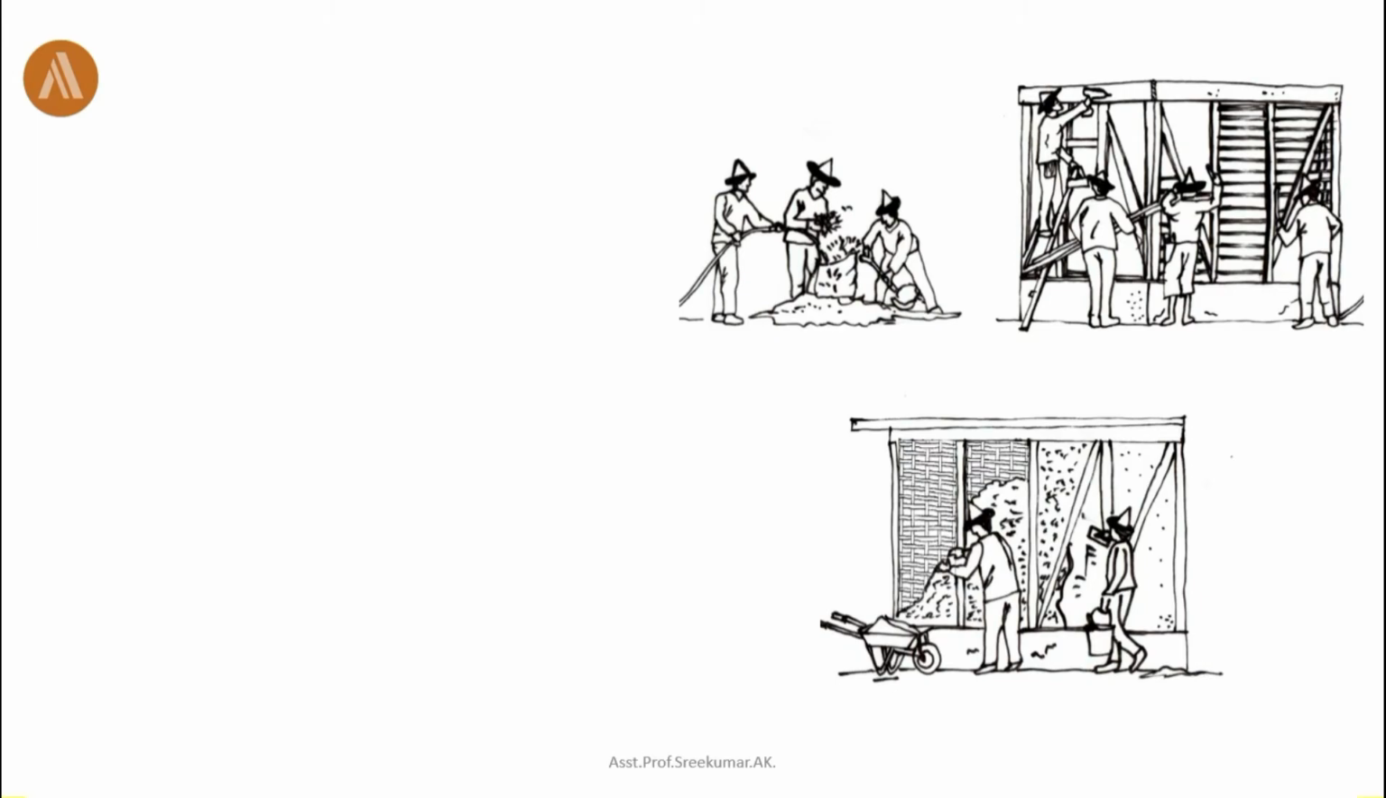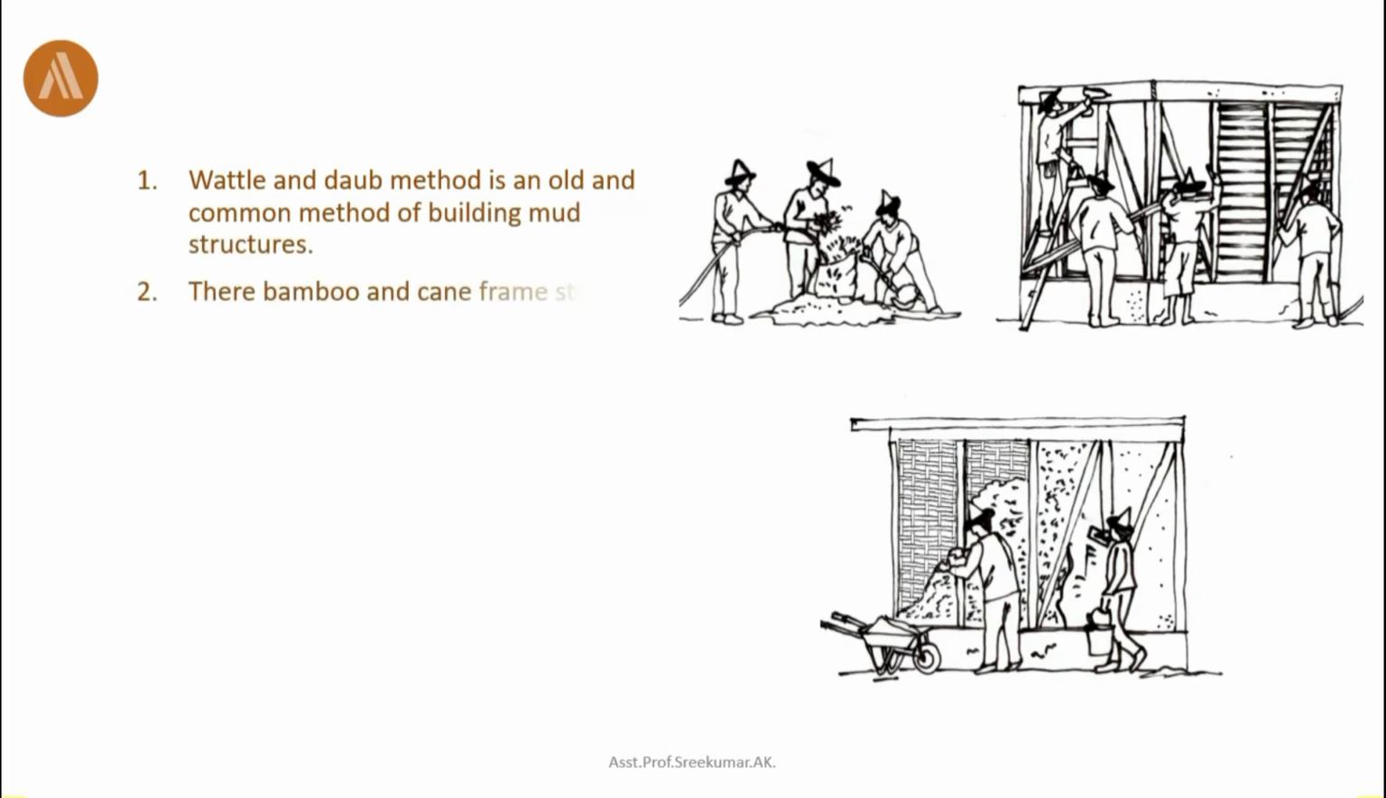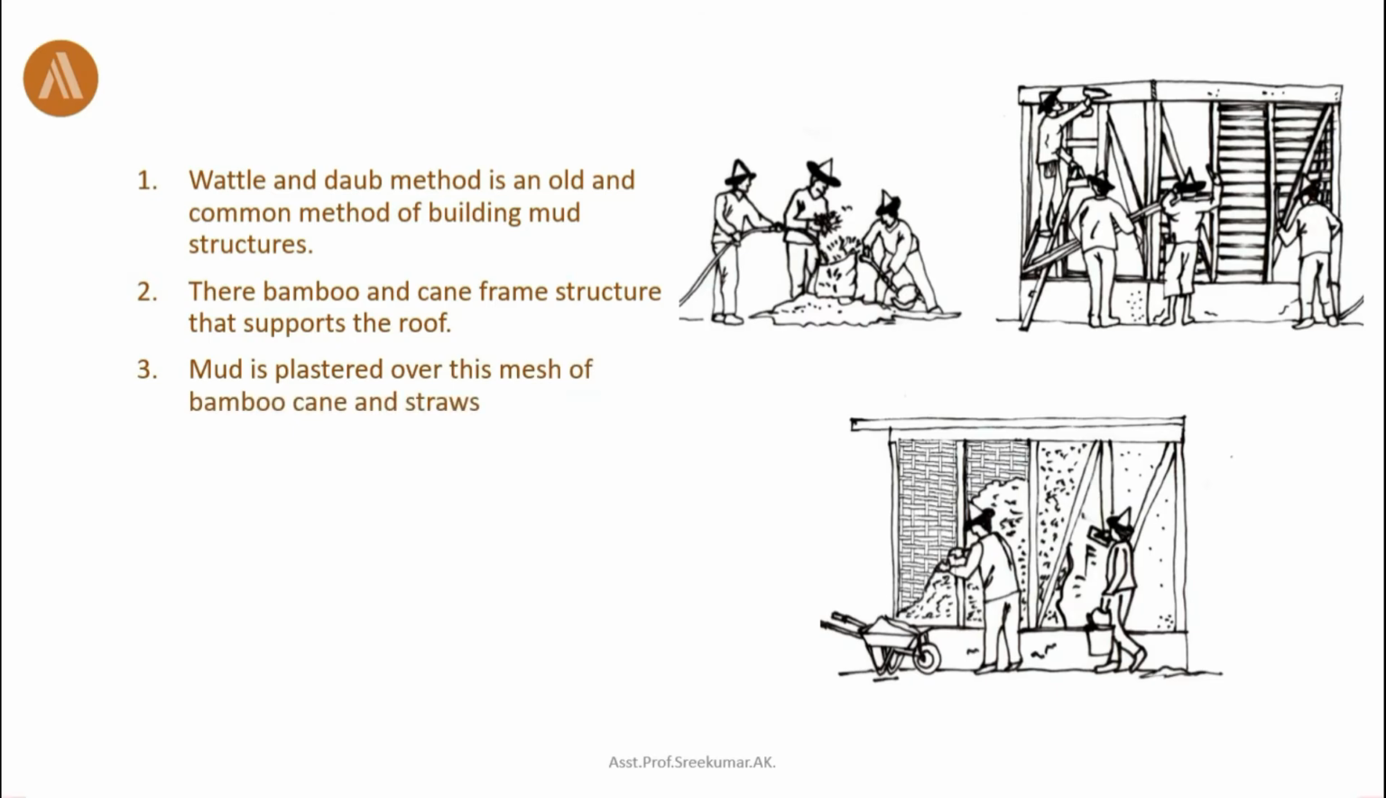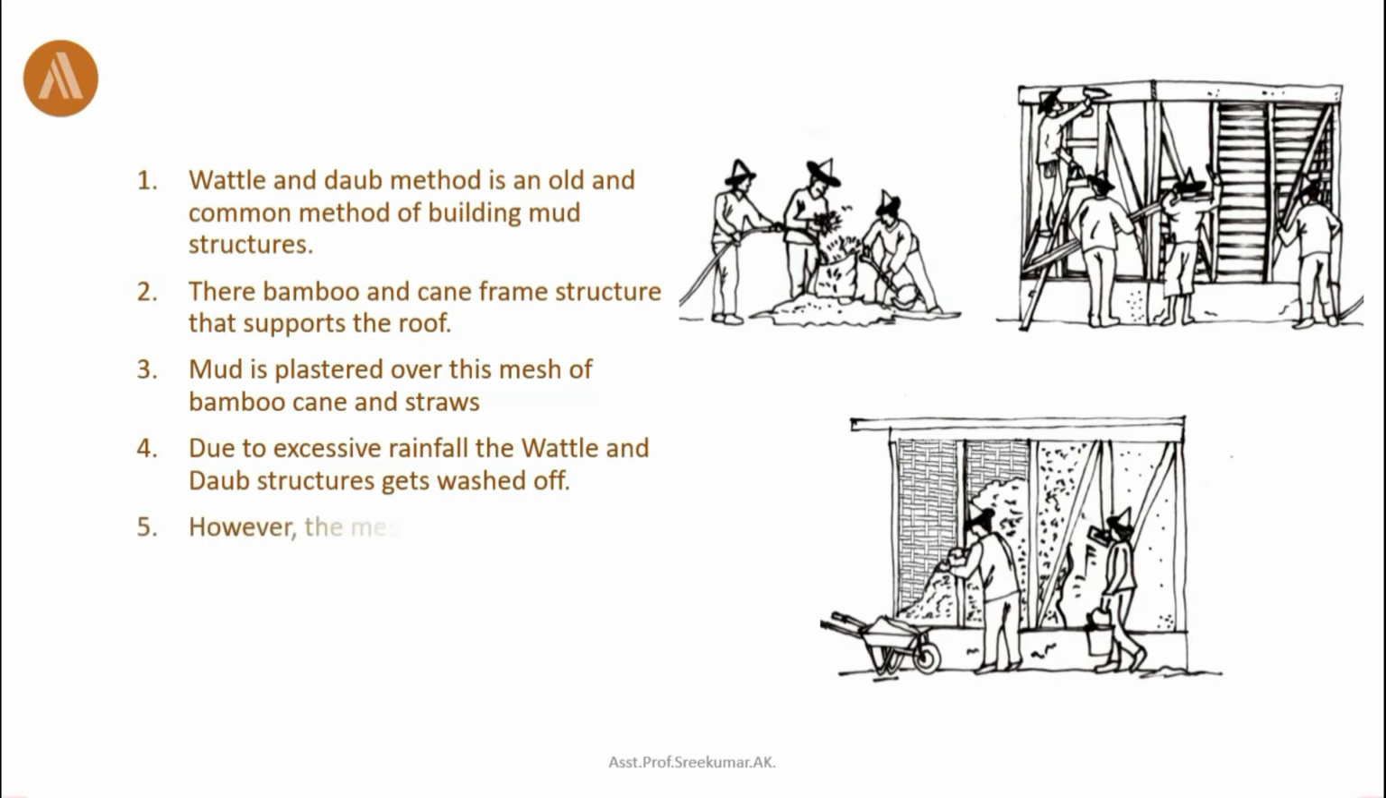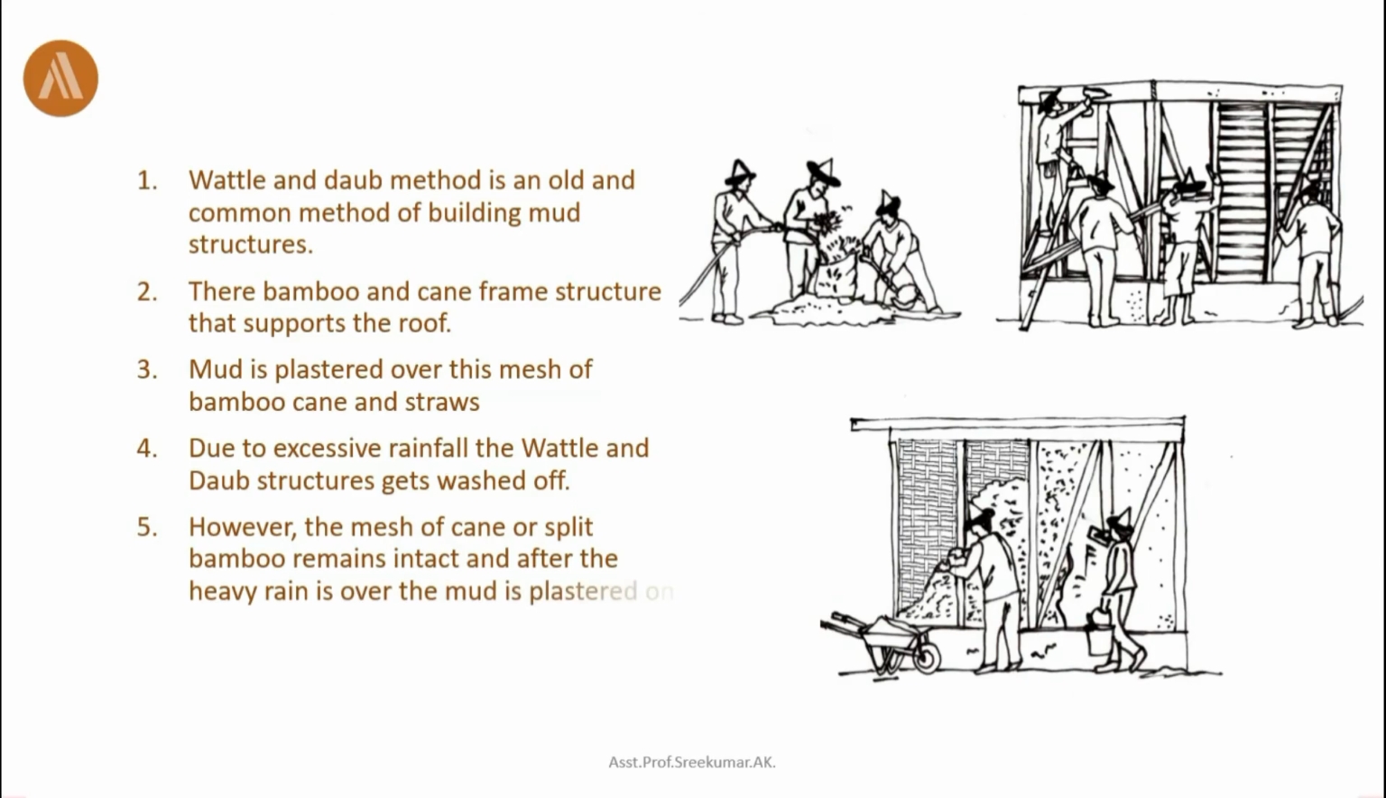Again, let me briefly explain the process. The wattle and daub method is an old and common method of building mud structures. They are bamboo and cane frame structures that support the roof. Mud is plastered over this mesh of bamboo, cane and straw. Due to excessive rainfall, the wattle and daub structures get washed off. However, the mesh of cane or split bamboo remains intact, and after the heavy rain is over, the mud is plastered again.